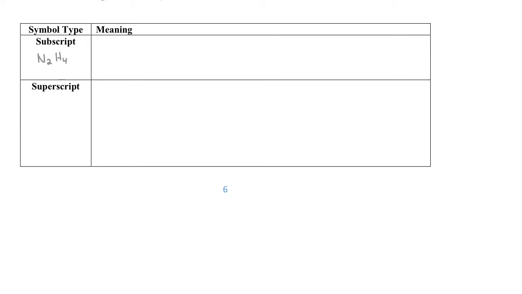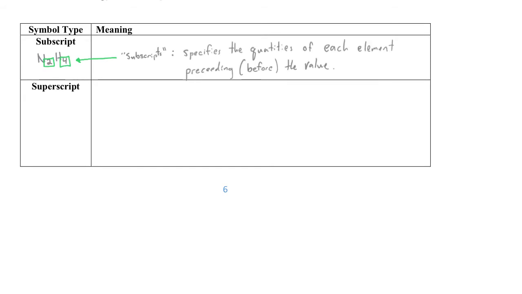As an example, let's consider the formula N subscript 2, H subscript 4. The 2 and 4 are referred to as subscripts because they're written below the main line of the text. The meaning of these subscripts is quantitative. And by that, I mean they specify a quantity. The quantity that these numbers specify is the amount of a particular element within a formula unit of a chemical compound. So for example, if we had a single formula unit of this molecule, which is called hydrazine, it would have 2 atoms of nitrogen and 4 atoms of hydrogen in that single molecule.